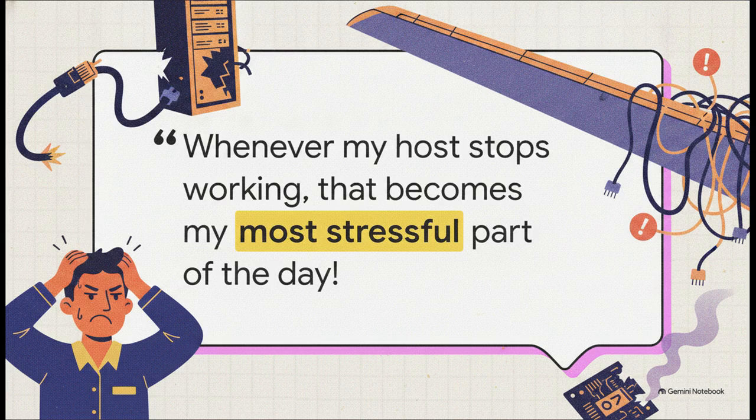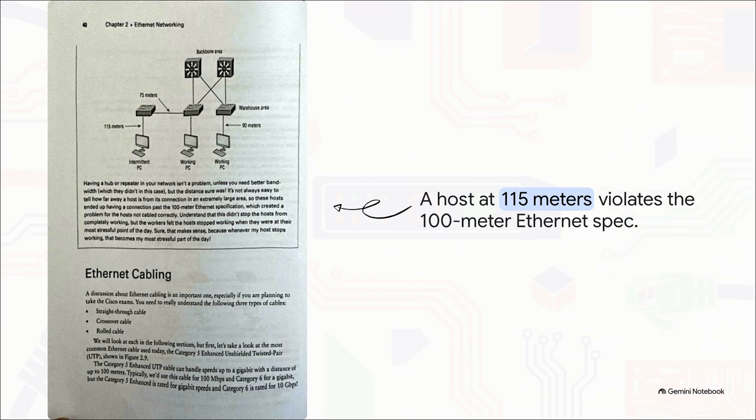The warehouse workers there were constantly complaining, saying, "Whenever my host stops working, that becomes my most stressful part of the day." And honestly, they're not wrong. When physical layer specs are ignored, hardware fails unpredictably, and it causes massive headaches for literally everyone relying on it. And this brilliantly illustrates why those strict physical limits matter in the real world.